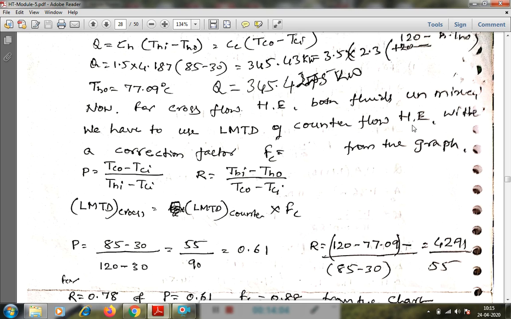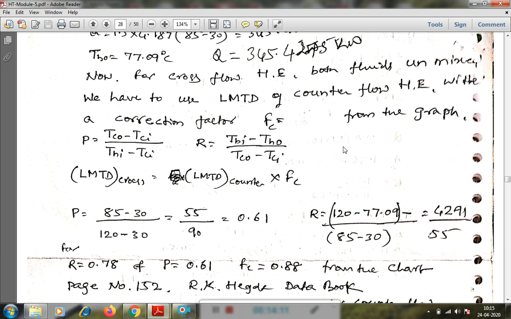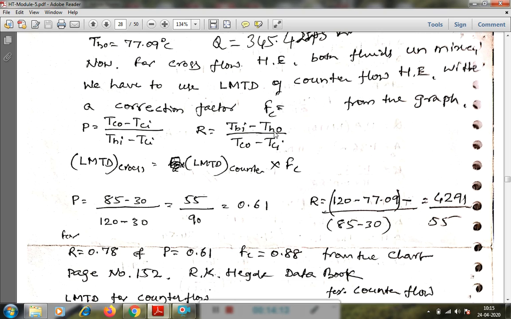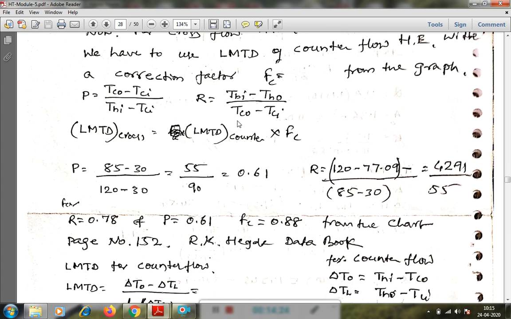Now for the cross flow heat exchanger, both fluids unmixed, we have to use the LMTD of a counter flow heat exchanger with a correction factor Fc, and this correction factor we can find from the data handbook. Here P is Tc naught minus Tci by Thi minus Tci, and R is equal to this one. On the graph we have to plot, and for that we are going to get the correction factor Fc. Then the LMTD for the cross flow heat exchanger is equal to the LMTD for counter flow times that correction factor.